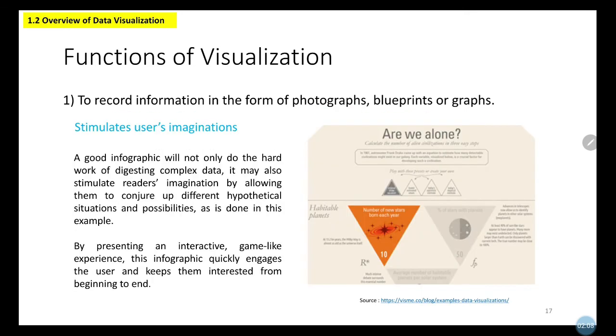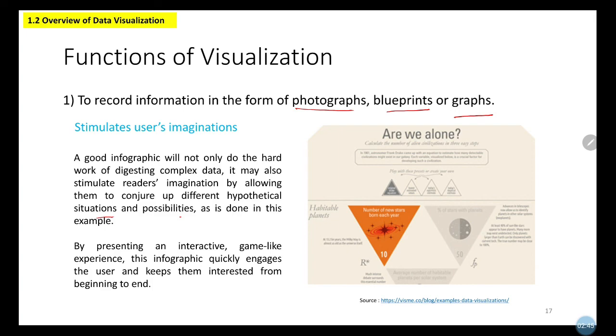The second reason is that it helps to stimulate users' imagination. As we discussed, the first function is to record information in the form of photographs, blueprints, and graphs, because it helps to stimulate users' imagination. For example, this infographic will not only do the hard work of digesting complex data, but it may also stimulate readers' imagination by allowing them to conjure up different hypothetical situations and possibilities, such as in this example.